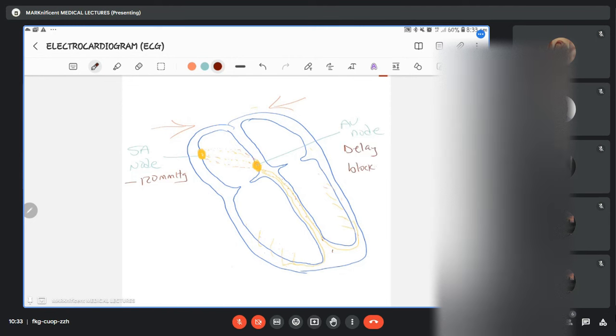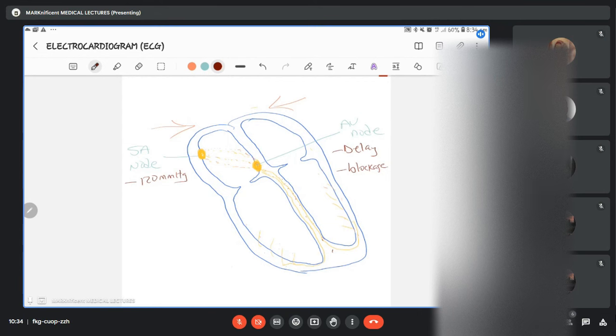Delay and blockage. Delay so that what will happen? First of all, I told you the contraction happens in the atria, and then the ventricles will wait. So when the atria is done contracting, then the ventricles will contract. So that delay, that period where the AV node receives the electric impulse from the SA node, it will delay the impulse first and wait for the atria to finish contracting.